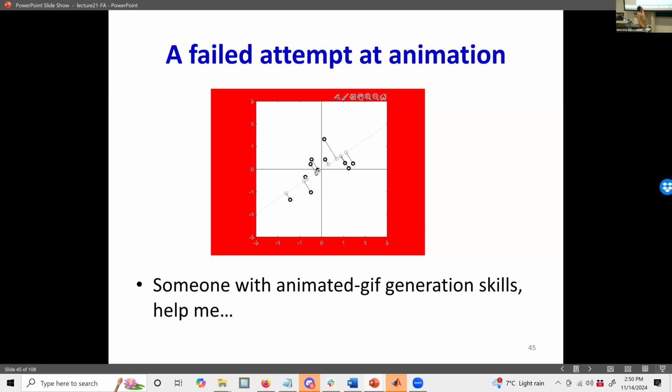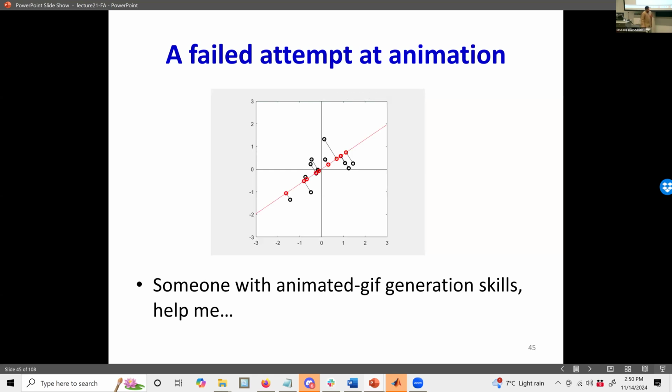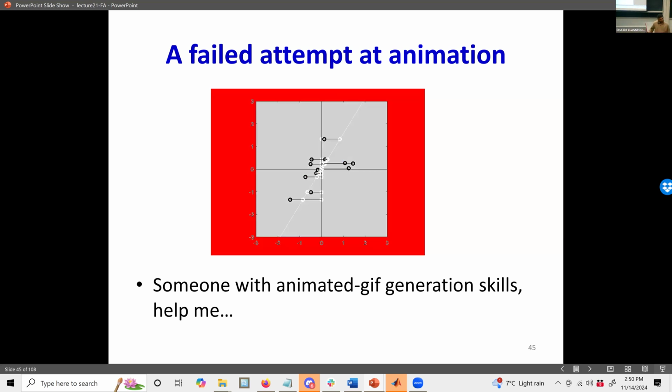So I tried to come up with an animation for this. MATLAB barfed on me. So if somebody wants to help me come up with a better animation, you're welcome, but this sort of conveys the idea. Step by step, this is basically what's happening, right?